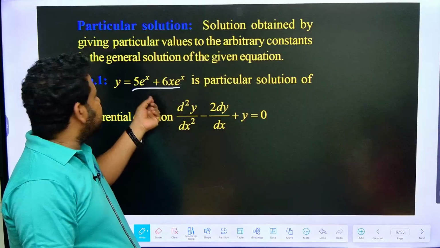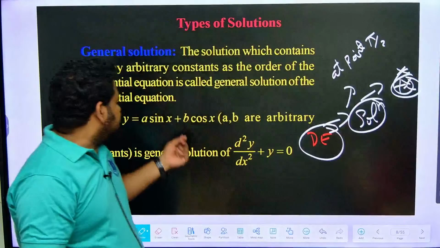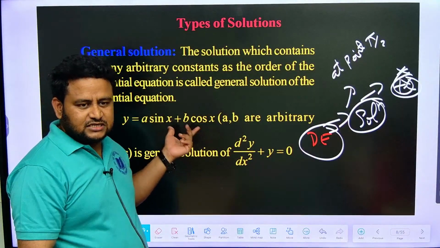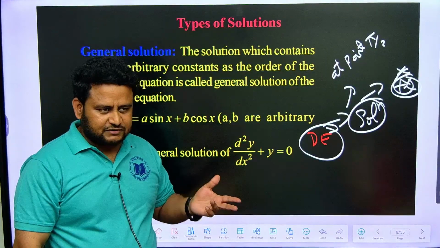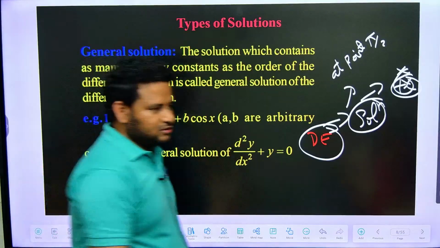Here there is no constant. But when you see the other one, a is there and b is there, those are constants. When there is no constant, that solution is called a particular solution. When there is a constant, that is called the general solution.